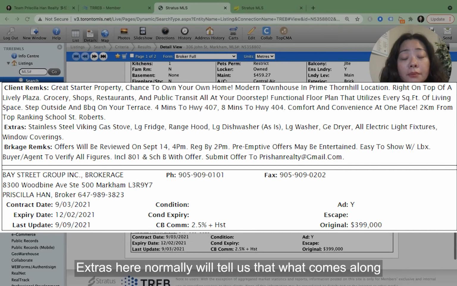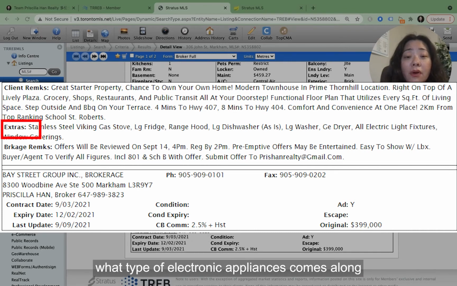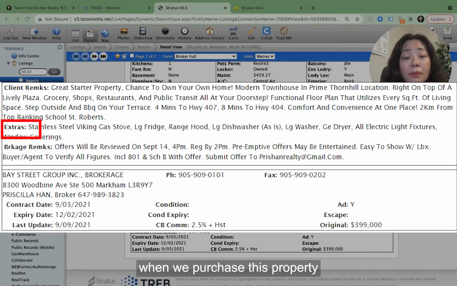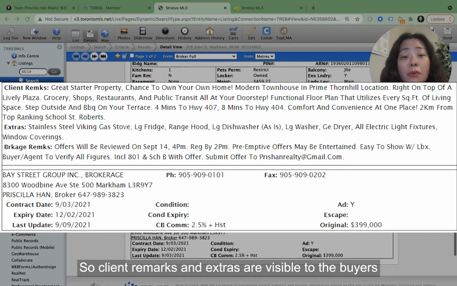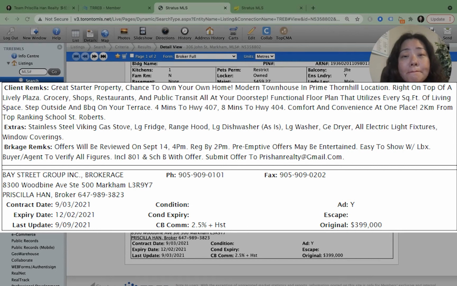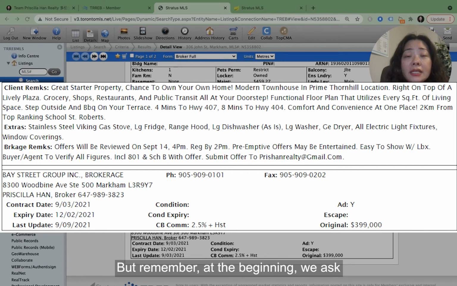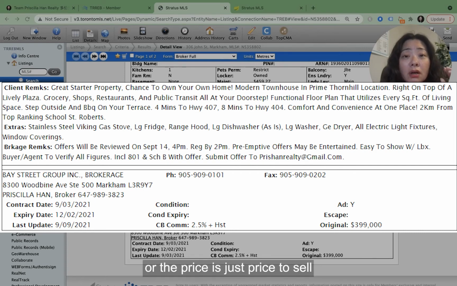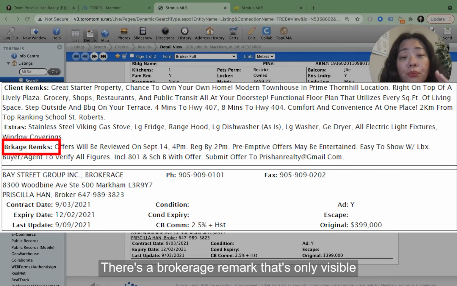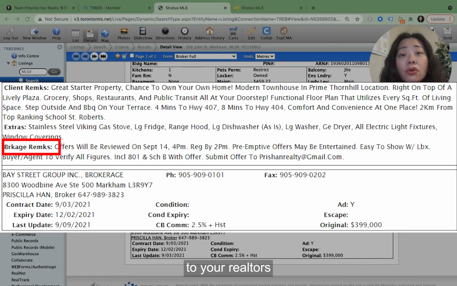Robert. Actors here normally will tell us what type of electronic appliances come along when we purchase this property. So client remarks and actors are visible to the buyers. But remember, at the beginning, we asked, how do we know whether this property is for bidding or the price is just price to sell? There's a brokerage remark that's only visible to your realtors.